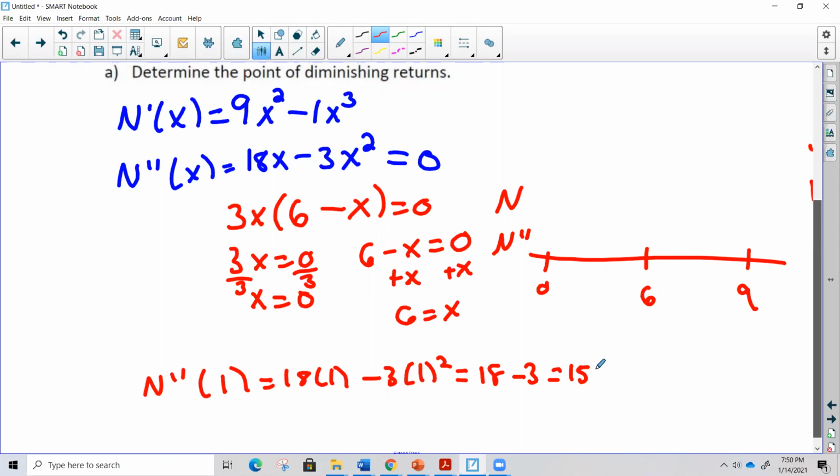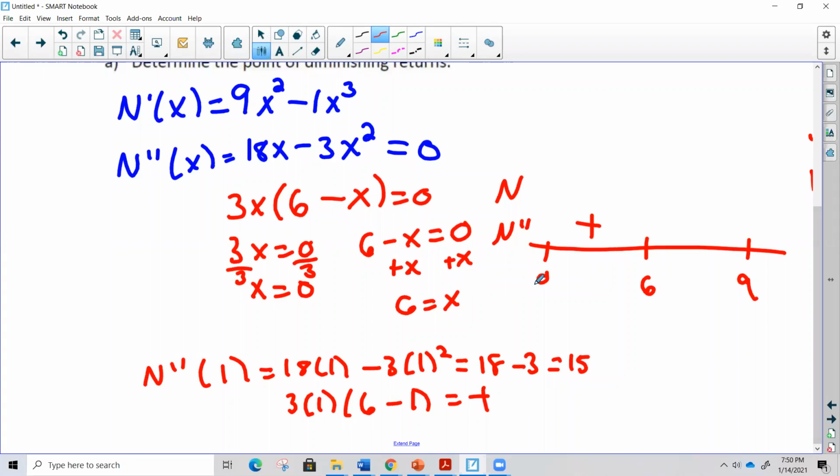Okay, all I really care about is the sign. So you could also just plug it into the factored form. And you don't even have to solve it. You just have to figure out the sign. Like 3 times 1 is a positive. 6 minus 1 is a positive. A positive times a positive is a positive. I don't care about the numbers when I'm figuring out the sign chart. All I care about is the sign. So because f double prime is positive, it means it's concave up.